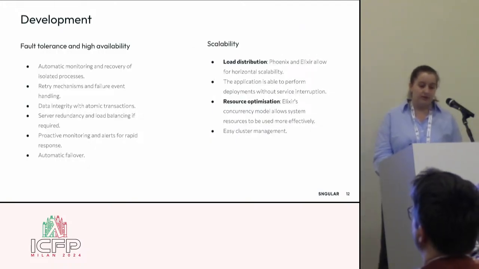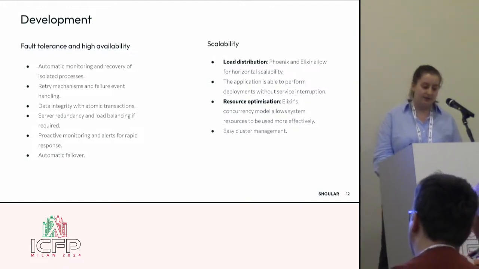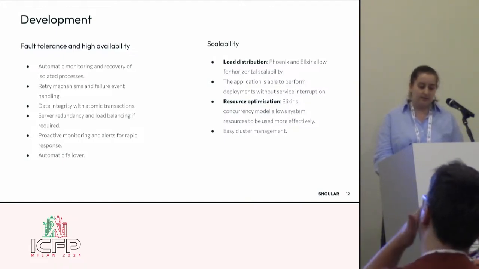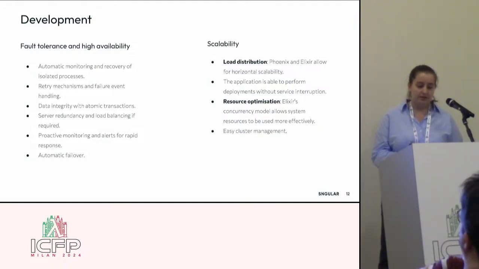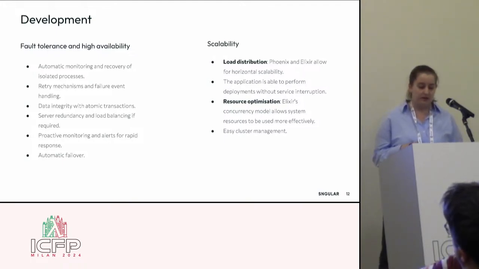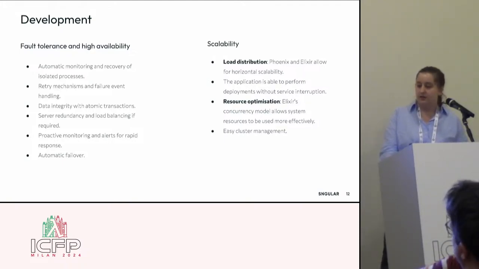In terms of fault tolerance and high availability, Elixir and Phoenix give us automatic monitoring and recovery of isolated processes. We have retry mechanisms and failure event handling, and this will help us a lot if something happens in production.